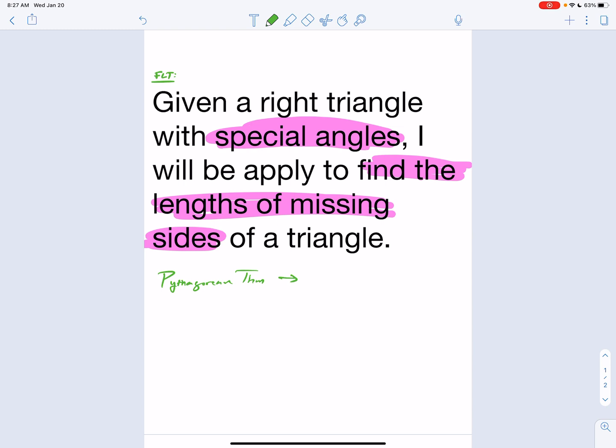Okay, the Pythagorean Theorem is basically a theorem for right triangles to help you find the third missing side when you're given two of the other sides, okay? So when you're given two sides, you can find the third. That's known as a squared plus b squared equals c squared, right? So when you're given two sides, you can find the third.